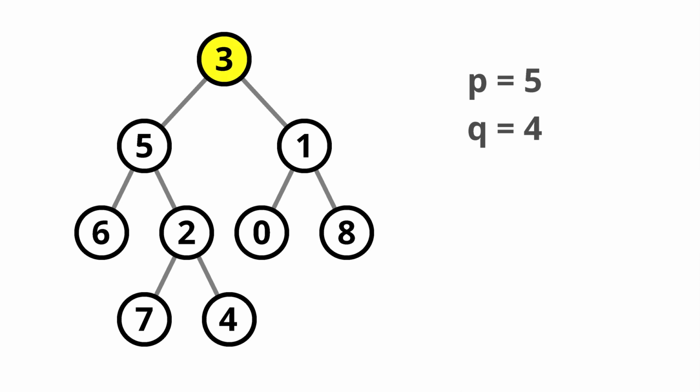Now let's take another example. Here p is 5 and q is 4. This is the lowest common ancestor. Now let's code the solution.